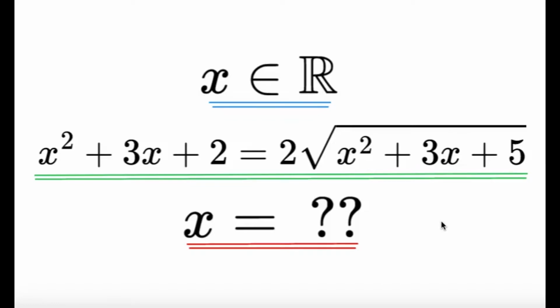X is a real number such that x squared plus 3x plus 2 equals 2 times the square root of x squared plus 3x plus 5. Find the value of x. As usual, pause this video if you'd like to give this item a try, but if you're done, let us dive into the solution.